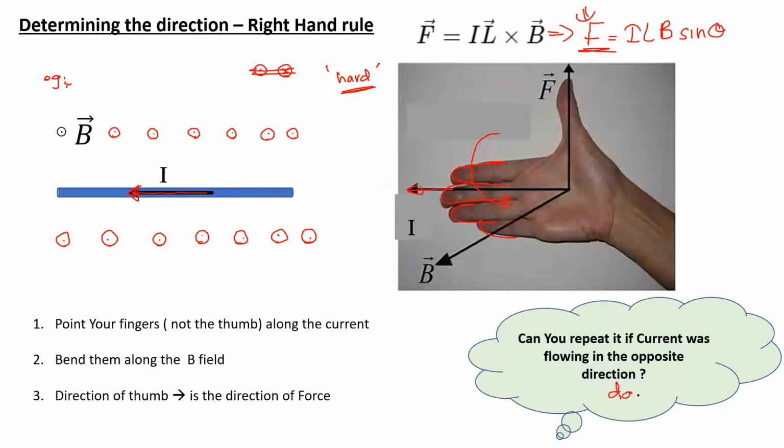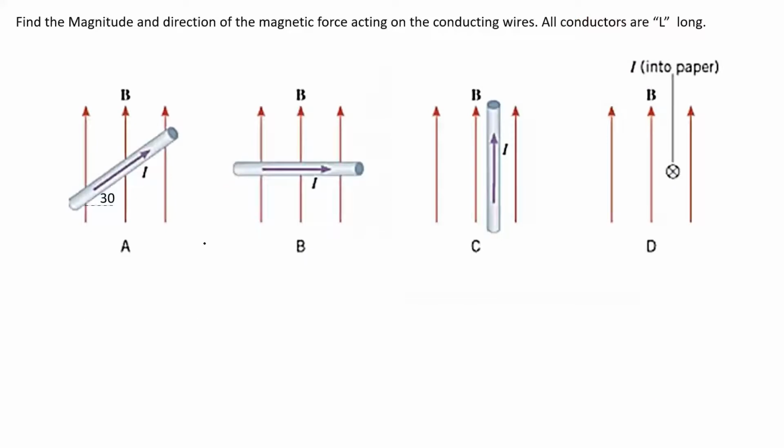So the answer is downwards. Okay, so we have more than enough examples here. So tell me one by one. So let's see what we are getting. So I'm going to look at myself again.